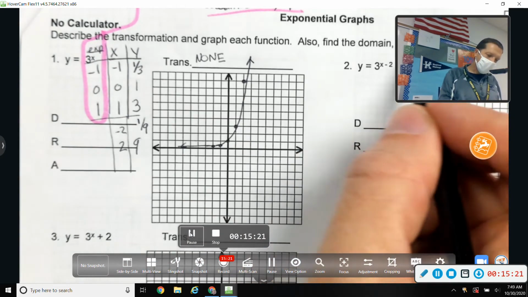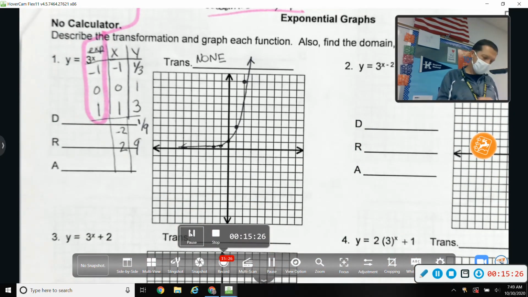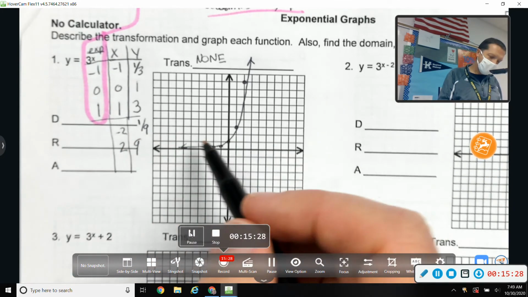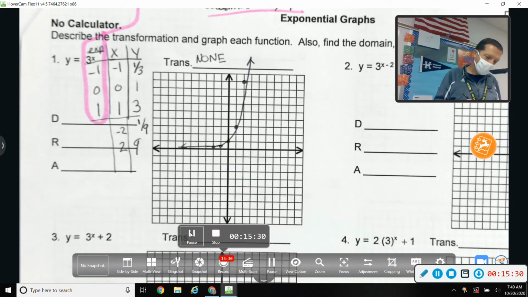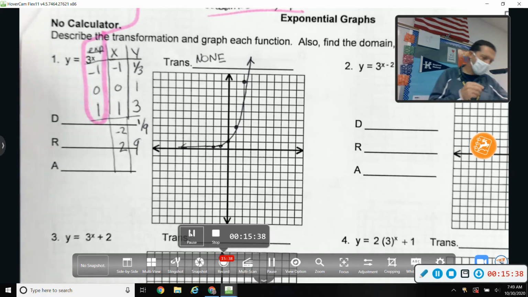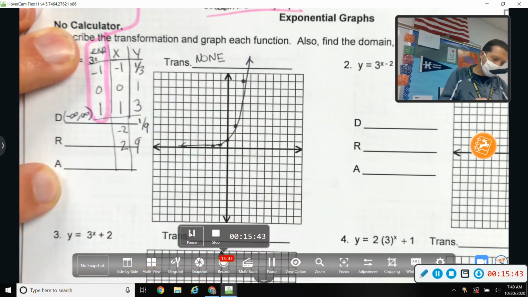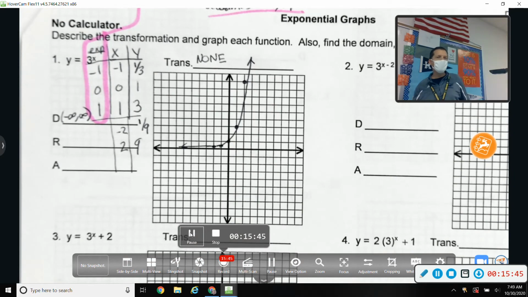Right? Find domain, range, and asymptotes. So domain, that's the x values. So that's left and right. So what values of x are allowed here? What values of x does the graph cover? Yeah, all of them. That's the good answer. Infinite, all of them. So negative infinity to infinity. It covers all of them.